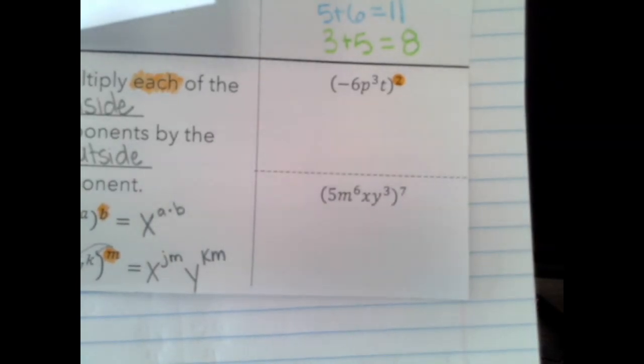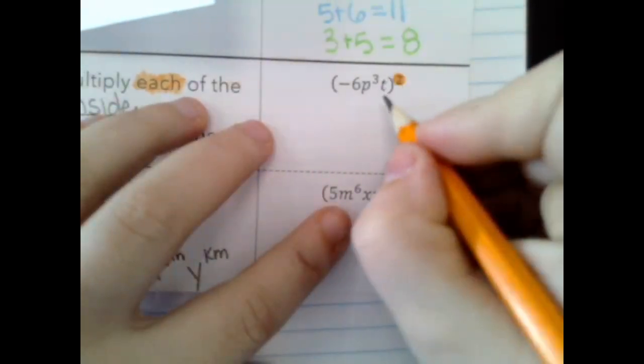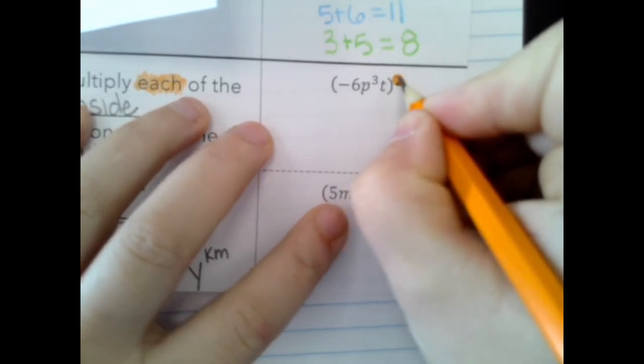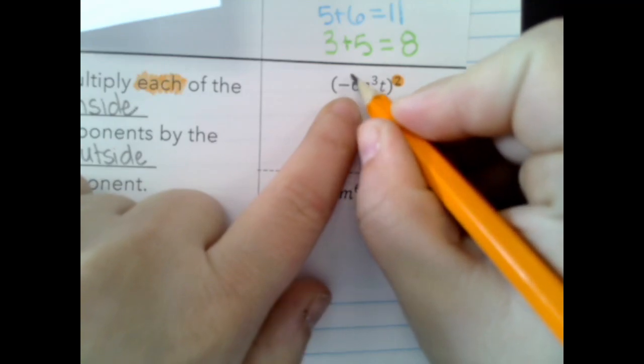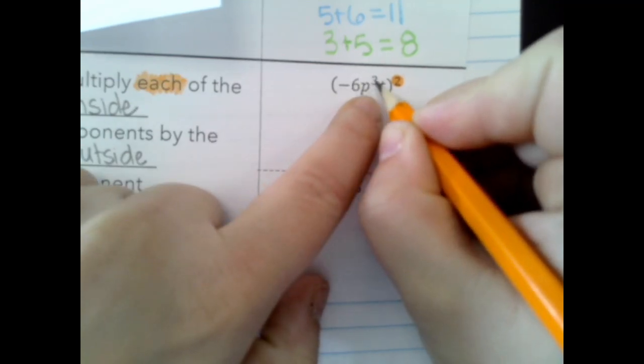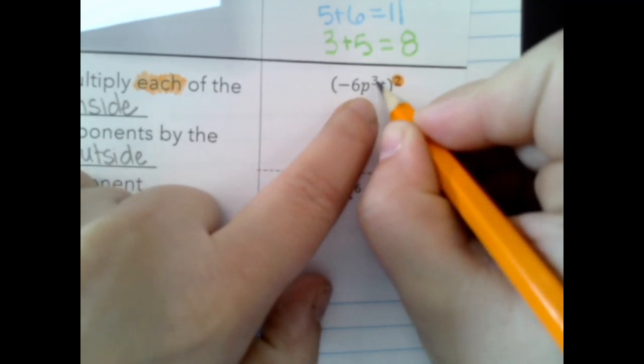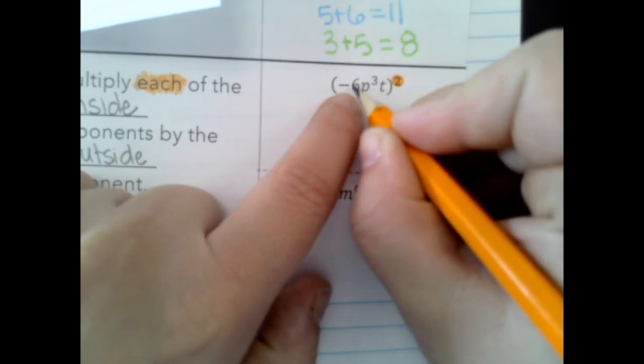Eric, Bra, focus. All right, so we're going to take that 2 and it's like we're almost distributing it. When I don't see an exponent like this negative 6 and p to the 3rd power, is this 3 going to the p or going to the negative 6 or both?